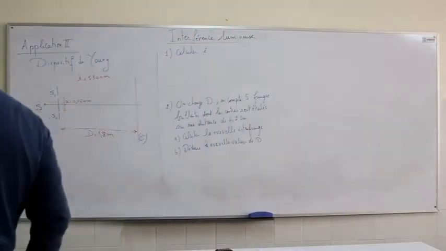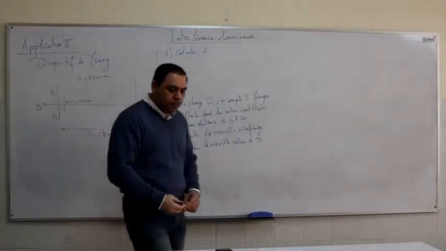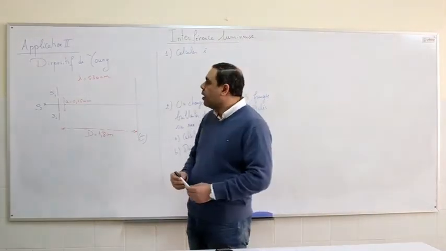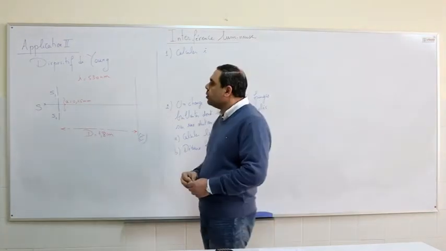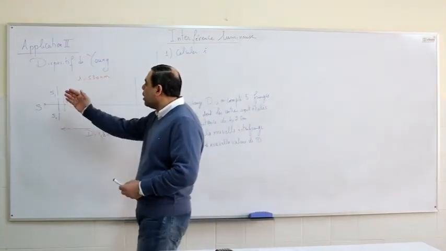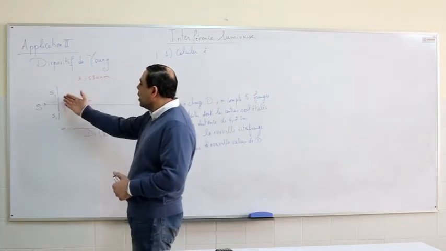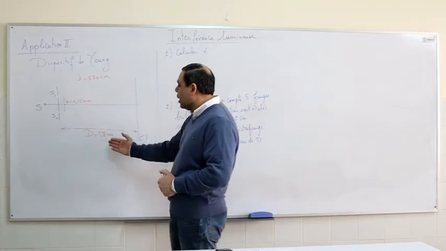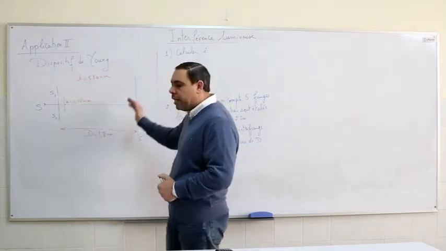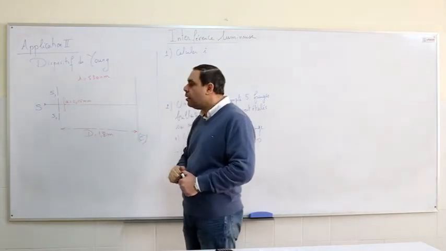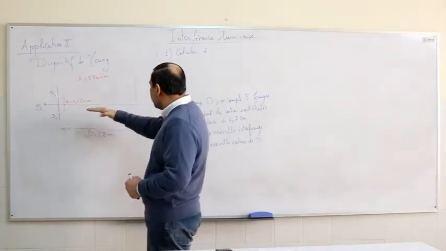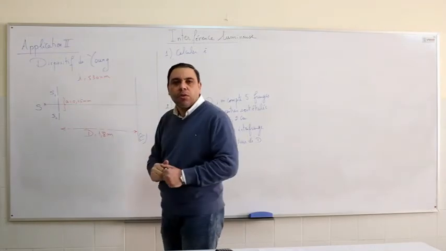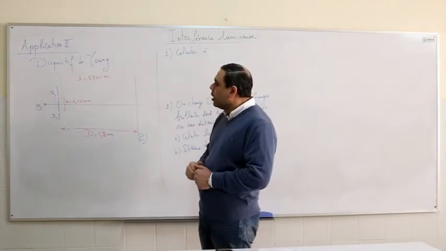In this new application, consider Young's setup, where the distance between S1 and S2 is 0.15 millimeters. The distance between the plane of the slits and the observation screen is 1.8 meters. The source S is on the perpendicular bisector of S1, S2. The wavelength of the light that illuminates the slits is 530 nanometers.